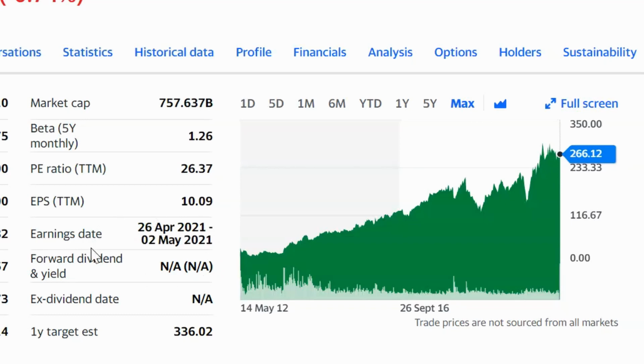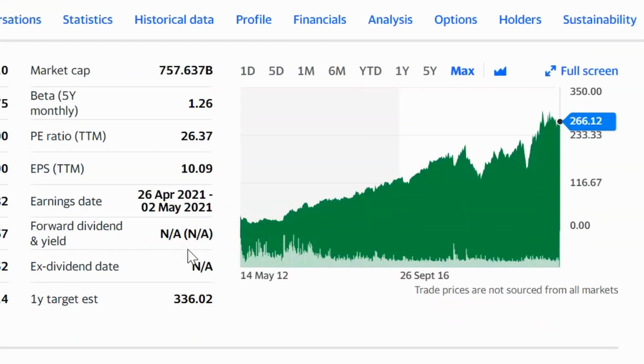And then the last few things here is just earnings date. That's basically when the earnings are reported, so when you can expect to find out how well the company's doing for each year. And then the dividend yield. Obviously Facebook doesn't pay a dividend, so it's not applicable here. But if you had a dividend paying company, then it will say how much percentage you're going to expect to make every single year from that company in terms of a dividend payout.